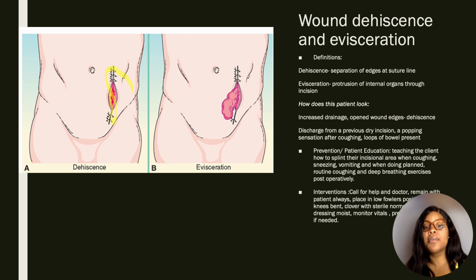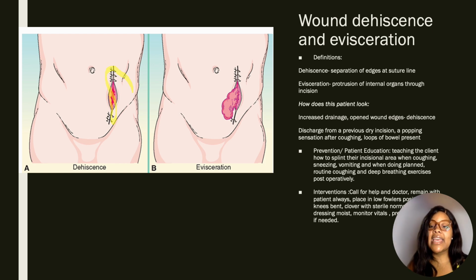Do not try to put the organs back in. Do not put the organs back in. We're going to put the wet, moistened gauze over it, and then we're going to call the provider. Now, when dehiscence happens, a little wound opening happens, what we just want to do is call the surgeon and see what the surgeon wants to do. We could place a gauze over that as well and wait for the surgeon to come. But the biggest thing to remember with evisceration is that we are not going to try to put those organs back in.